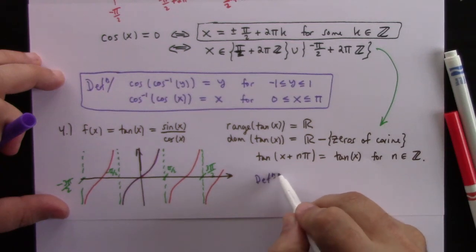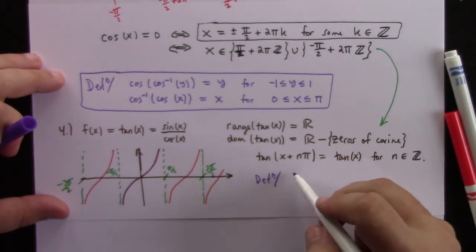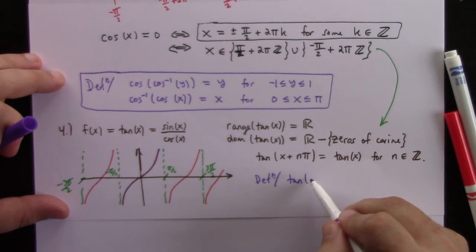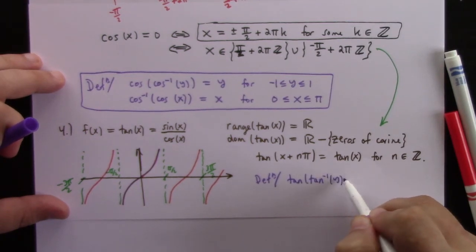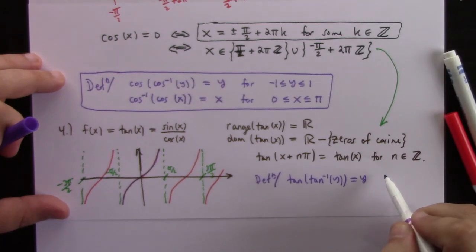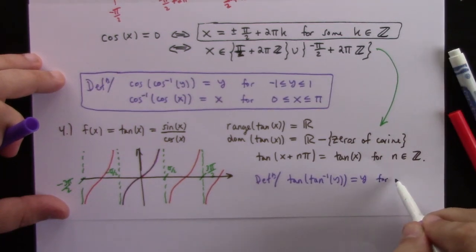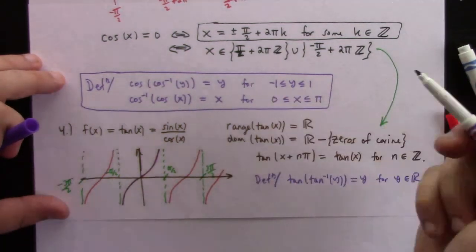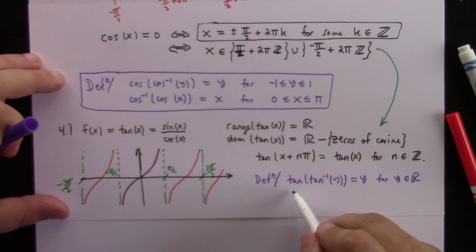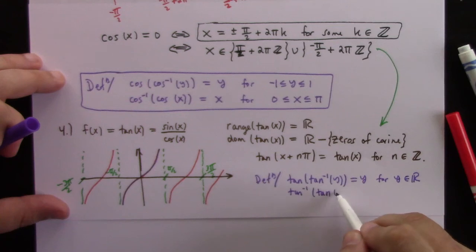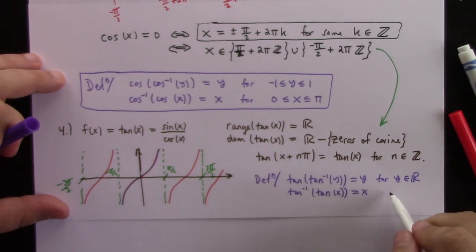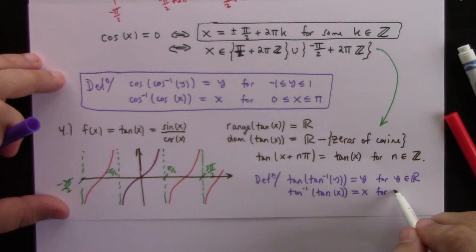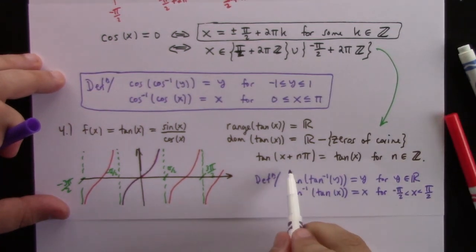And that's where we define, definition. So first of all, tangent of inverse tangent of y is equal to y, and that's for any y in the reals, because the range of tangent is from minus to plus infinity. However, going the other way around, the tangent inverse of tangent of x is only equal to x again for minus pi over 2 less than x less than pi over 2. That's just the definition.